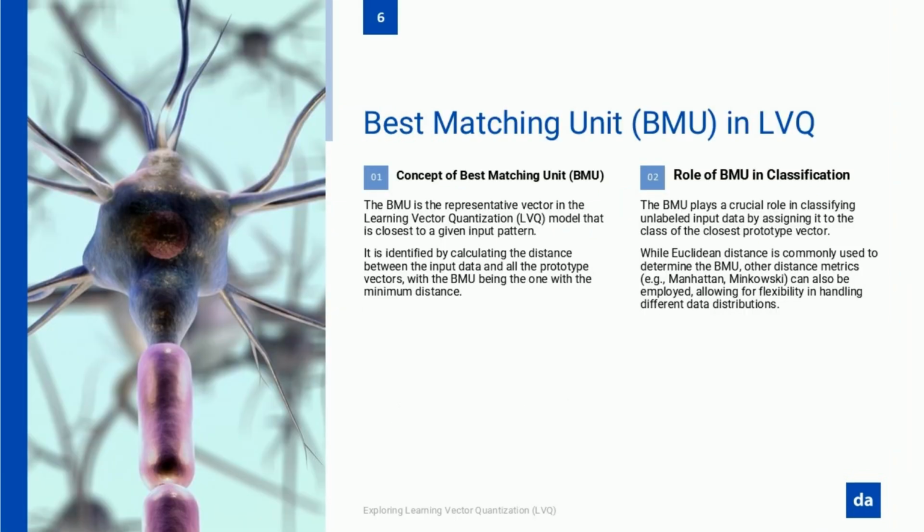All right, we've talked about how LVQ trains its representative vectors, but now it's time to talk about the real decision maker in this whole process, the best matching unit, or BMU. This is the key player in LVQ's classification process, the one that determines where a new input belongs. And believe it or not, this little algorithmic champion is smarter than you think. Let's break it down with a simple analogy.